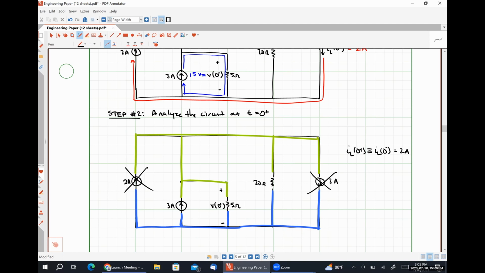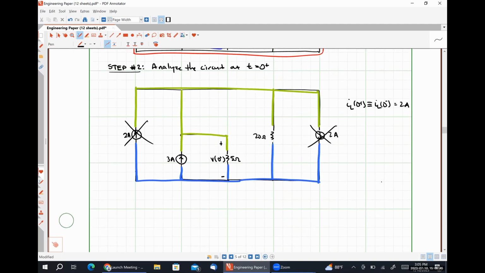So how am I going to find V at 0 plus now? Well, it's just the voltage drop over the 5 ohm resistor in parallel with the 20 ohm resistor. So V at 0 plus is just going to be 3 amps times 5 ohms times 20 ohms over 5 ohms plus 20 ohms. So 100 over 25 is 4. So if I'm not mistaken, this comes out to be 12 volts.